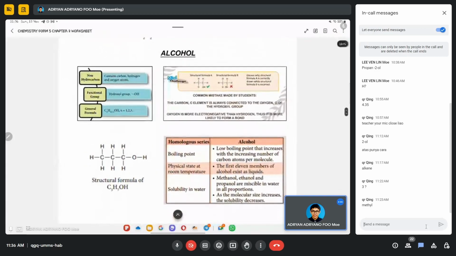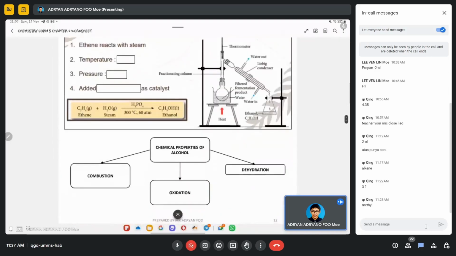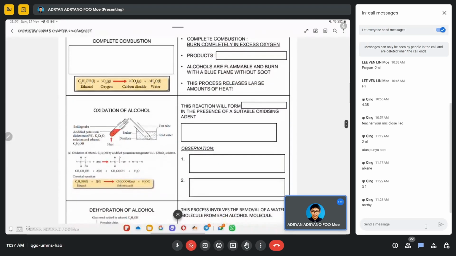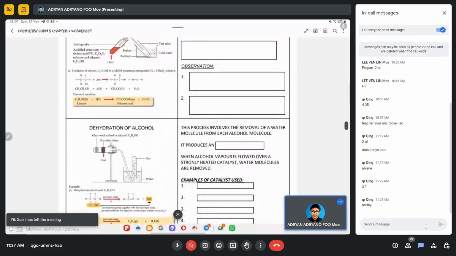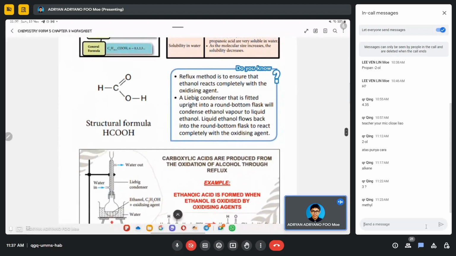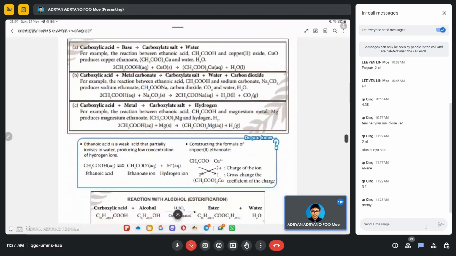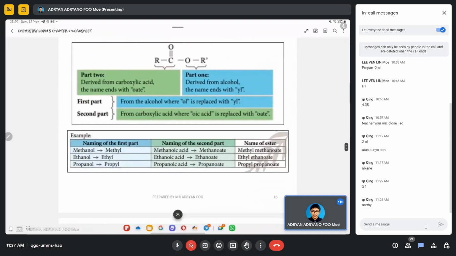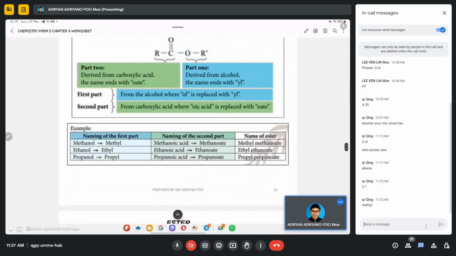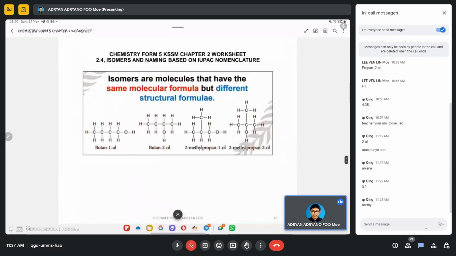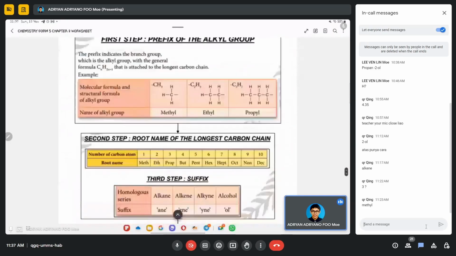Okay, these are the notes. So like alkyne, alcohol. Then you need to know the reaction, how to produce alcohol, and what the reactions of alcohol are. Then carboxylic acid, the COOH I mentioned earlier, the reactions of carboxylic acid, and then ester. For ester, how to name it, naming, I've included here. So esterification, ester, and isomer are also included here. You can read through these notes.